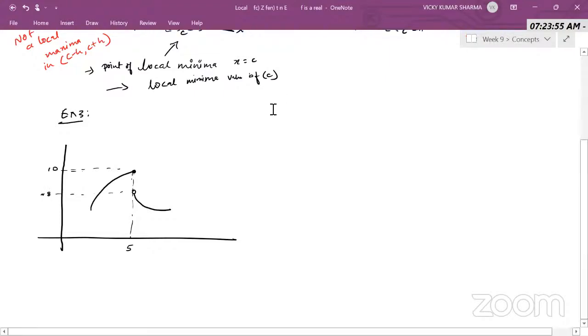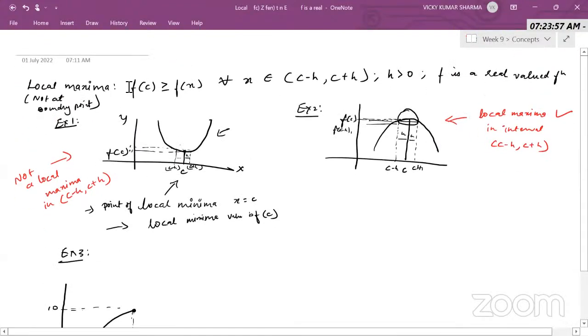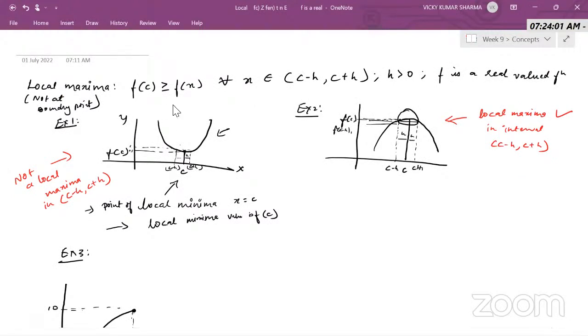All right. So now I hope you understood the local maxima concept. Then what about local minima? As per the definition, it has to be lesser than, right? So if I have to write down local minima, then I have to say that f of C is lesser than or equal to f of x. Rest everything is the same, it's just for local minima.